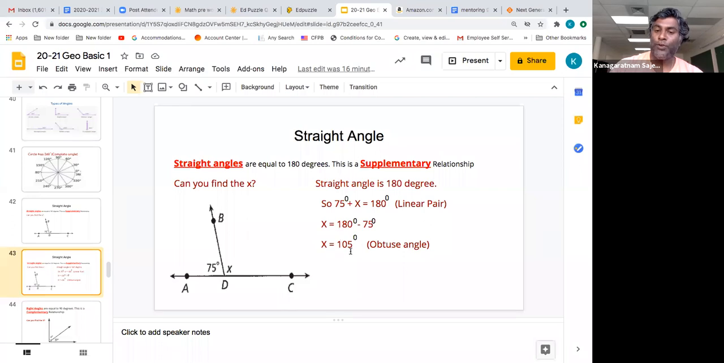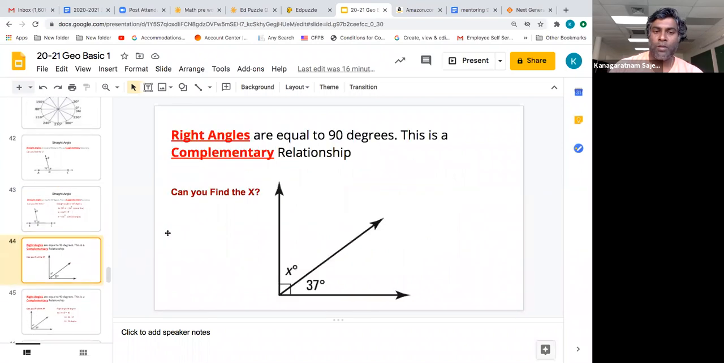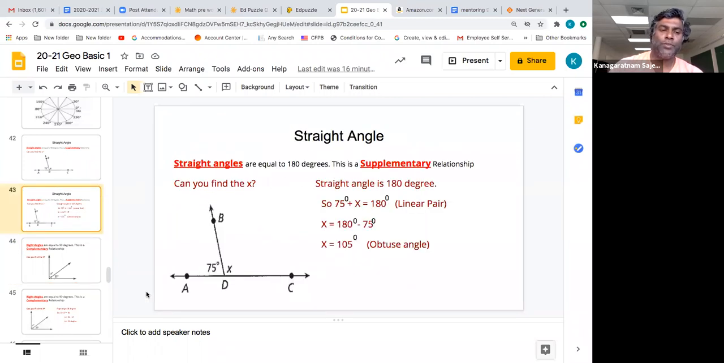And you know if it's more than 90 degrees, what do we call it? More than 90 and less than 180, we call an obtuse angle. Just a reminder. Here you go. Another one, which is right angle and complementary angle. It's the same kind of format that you dealt with for the straight angle and supplementary angle.